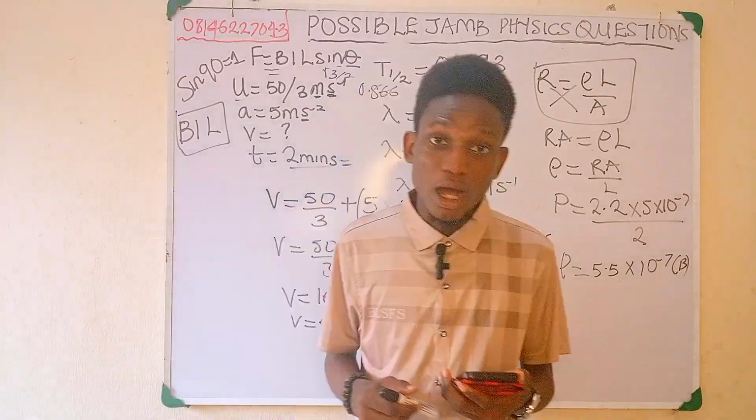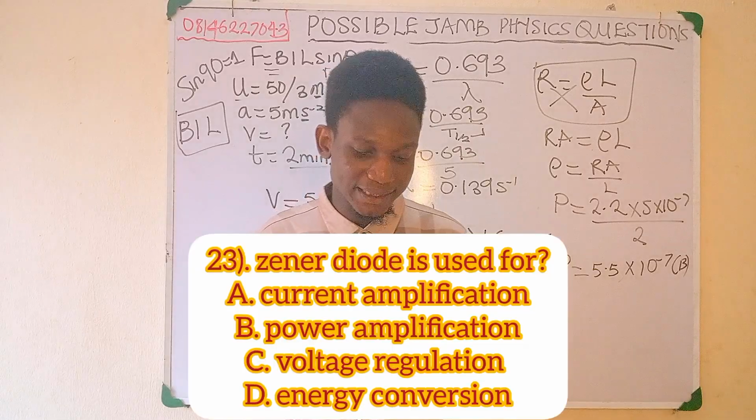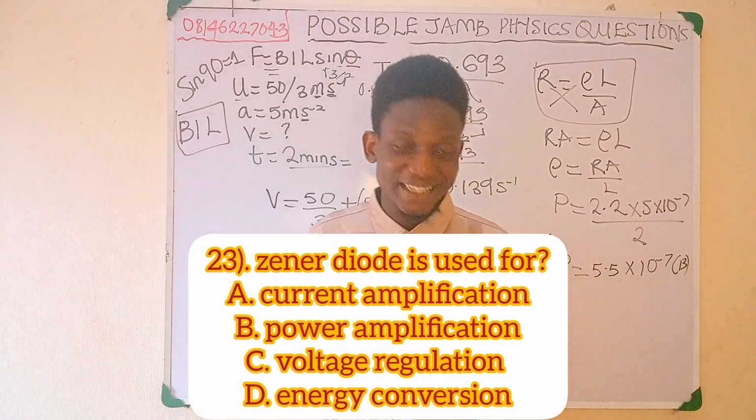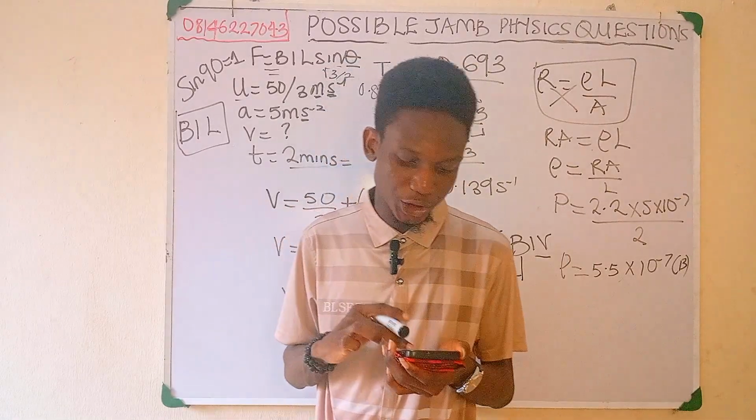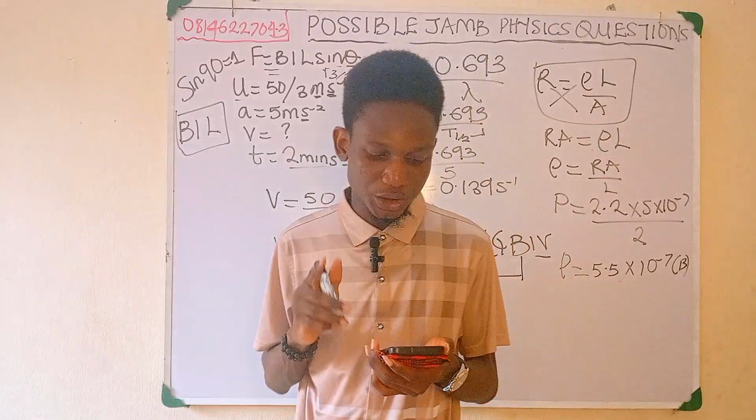Please take note. Now, question number 23 says that the Zener diode is used for dash. The Zener diode is used for voltage regulation. Please take note. I purposely added the question.